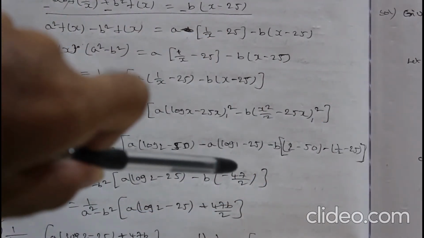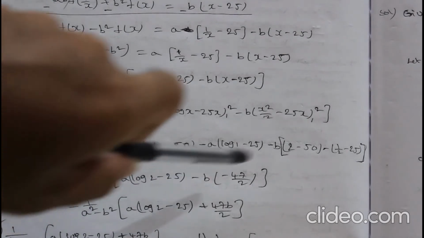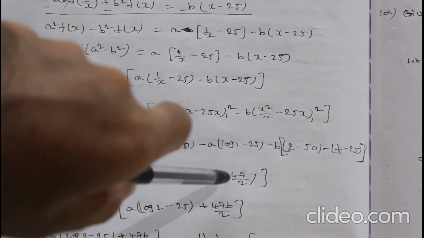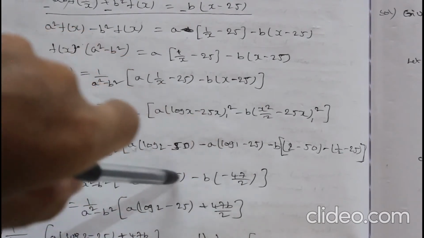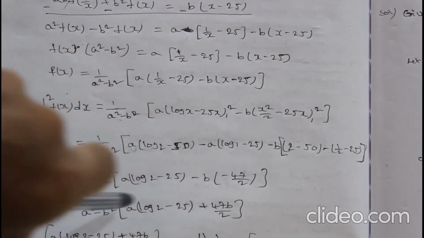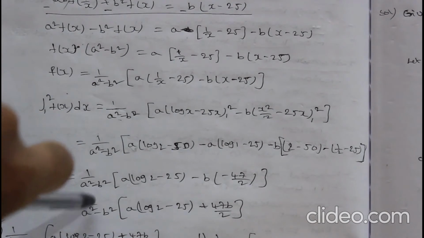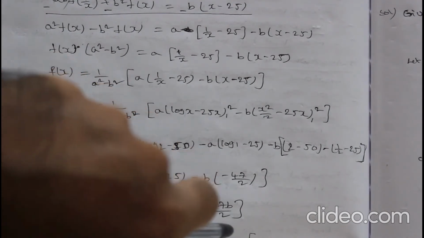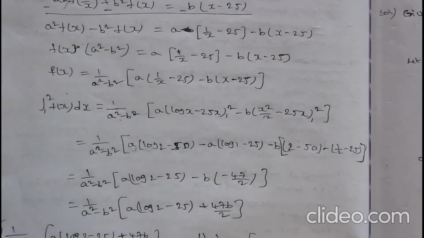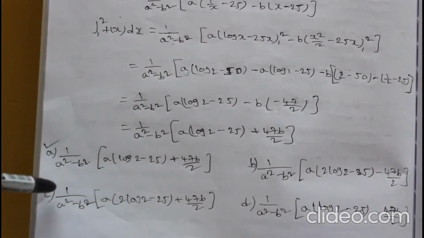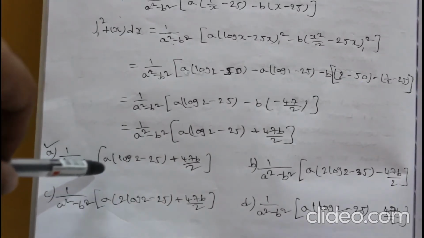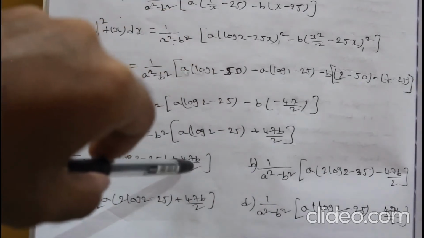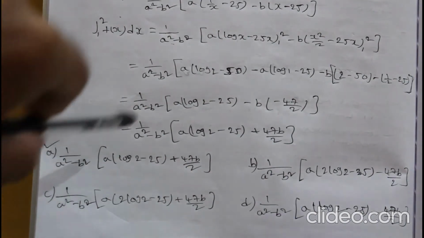That is nothing but 25 minus 48, so minus 23 minus 1 by 2, so minus 47 by 2, and here minus sign is there, that will become plus, so directly that is equal to 1 by a square minus b square, a into log 2 minus 25 plus 47b by 2. Okay, look at the given options. Option A, 1 by a square minus b square, a into log 2 minus 25 plus 47b by 2. We got that answer, so option A is correct.